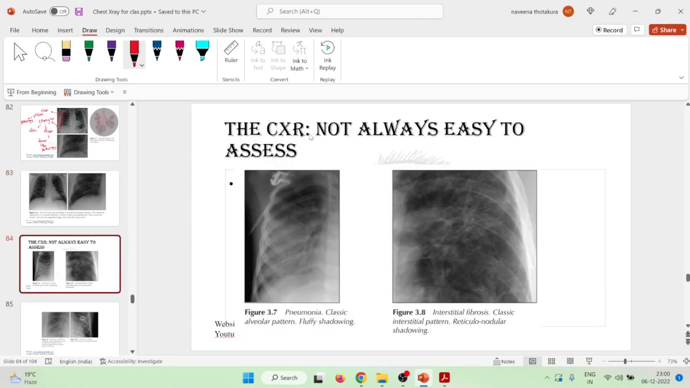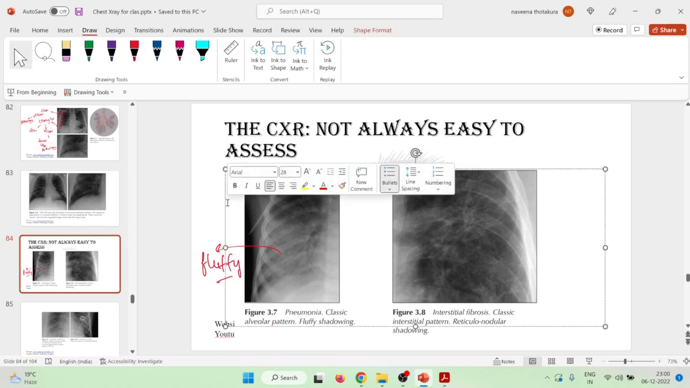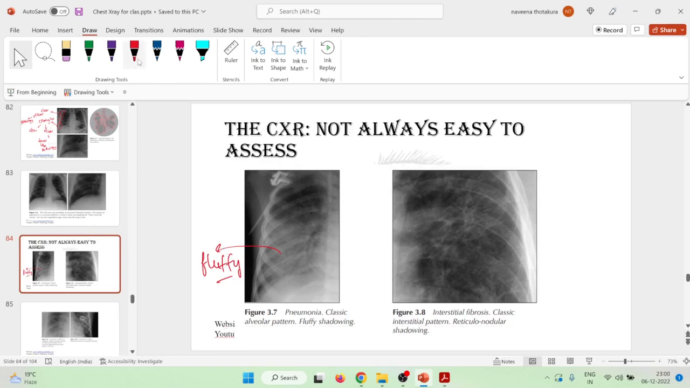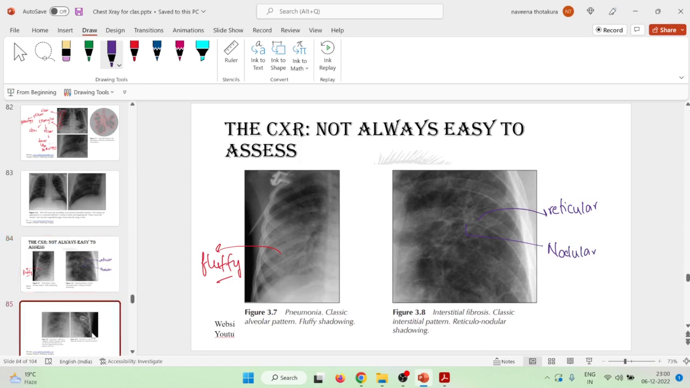Sometimes, evaluating a chest X-ray is really, really difficult. If you see, this is pneumonia. It is showing an alveolar pattern, and fluffy shadowing is seen here. And here, you will see the presence of reticular markings, and these small nodules are seen. A reticular nodular pattern is seen here, suggestive of interstitial disease.